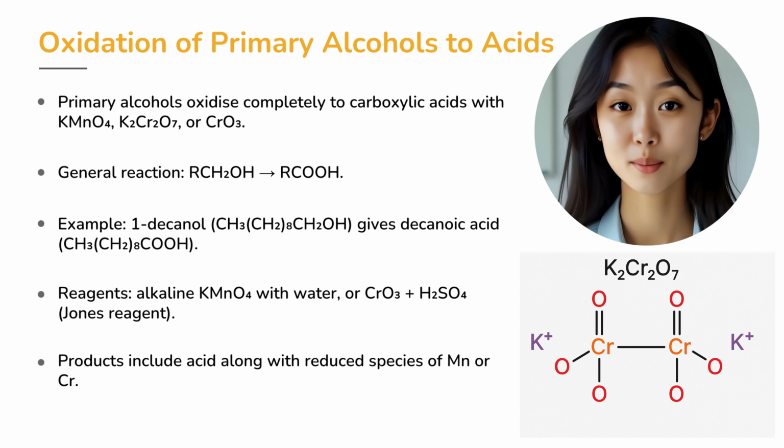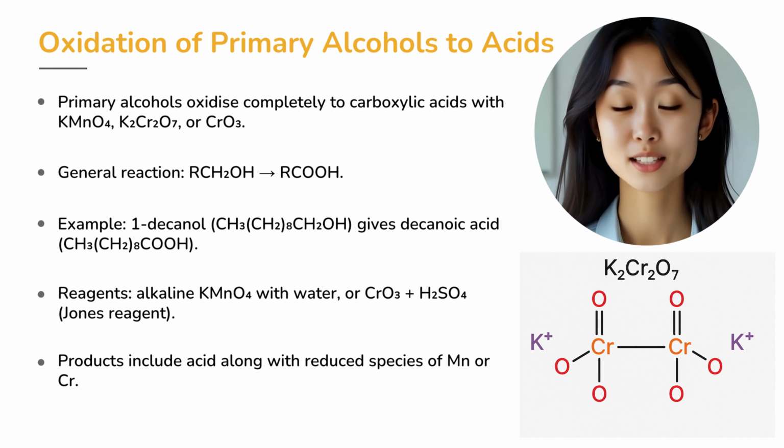Let's begin with primary alcohols. When a primary alcohol is oxidized, it passes through an aldehyde stage and then directly forms a carboxylic acid. For example, take a general alcohol, R-CH2OH. Under alkaline permanganate followed by water, this converts to our R-COOH. If we use Jones reagent, which is chromium trioxide in sulfuric acid, the transformation is the same.